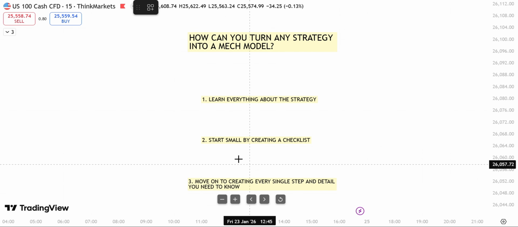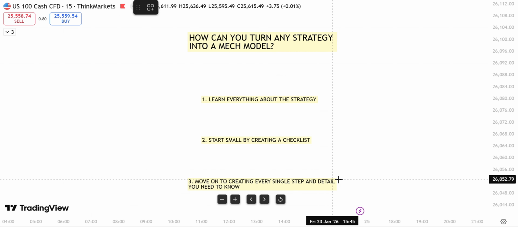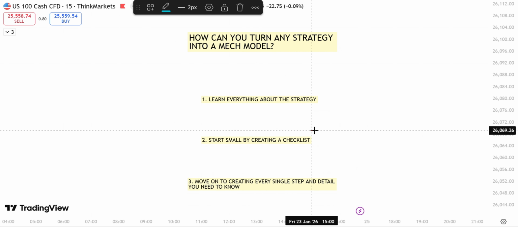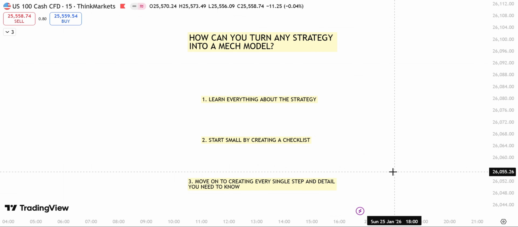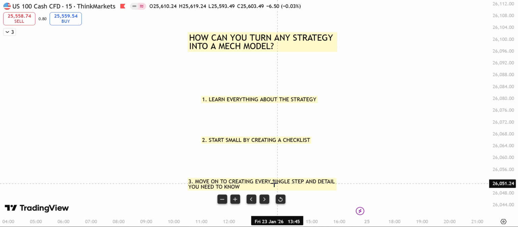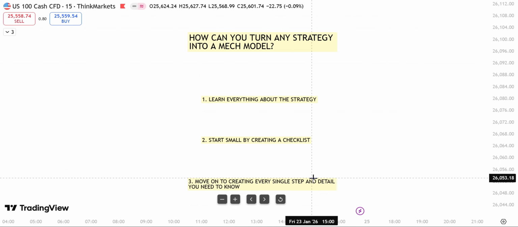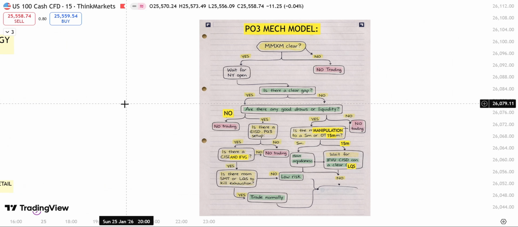All right, now the third topic is to move on to creating every single step and detail that you need to know. This is basically moving from the checklist up to the actual planning of the mechanical model. This is really simple: after you backtested and live tested every single aspect of your strategy, you can move on to creating every single step and detail you need to follow, basically creating that list that I mentioned. And I'm going to explain how to create that list right here.